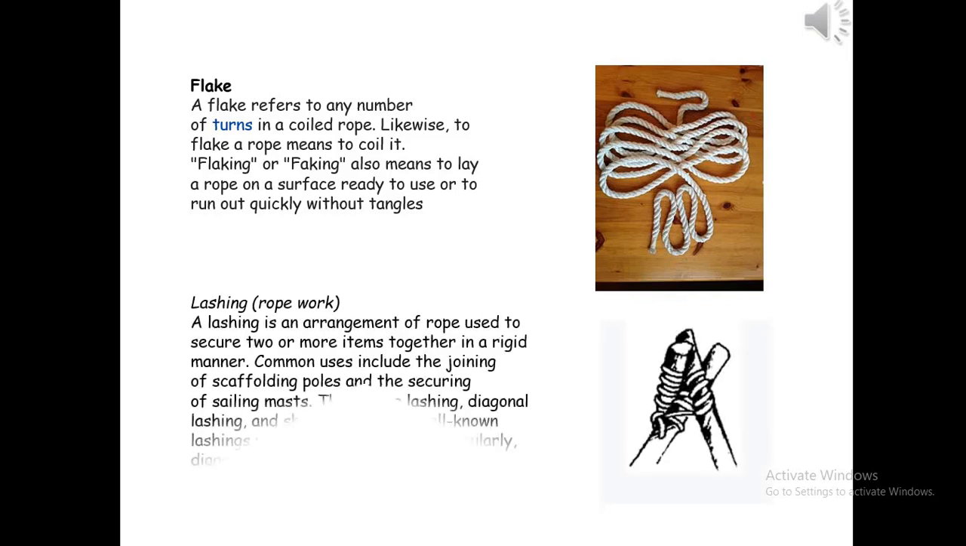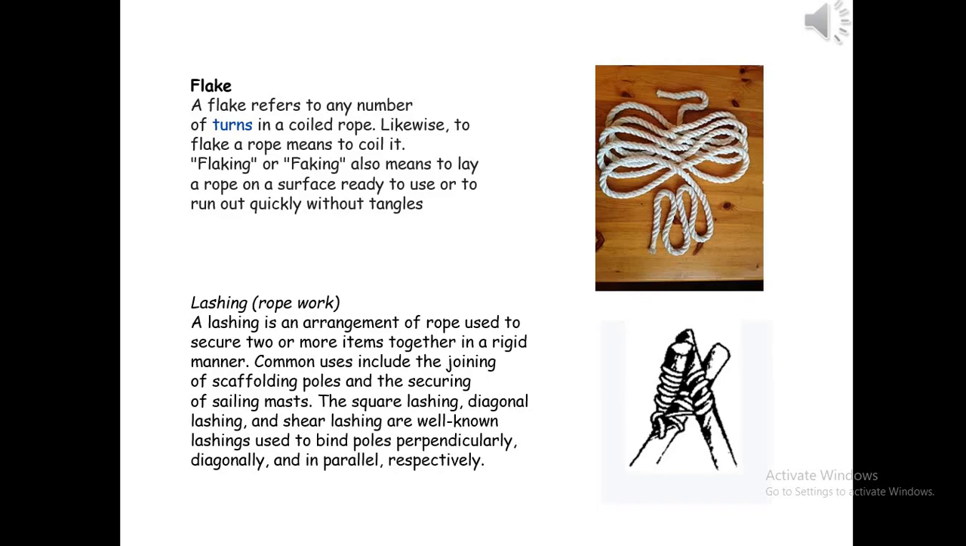Lashing, ropework. A lashing is an arrangement of rope used to secure two or more items together in a rigid manner. Common uses include the joining of scaffolding poles and the securing of sailing masts. The square lashing, diagonal lashing, and shear lashing are well-known lashings used to bind poles perpendicularly, diagonally, and in parallel, respectively.